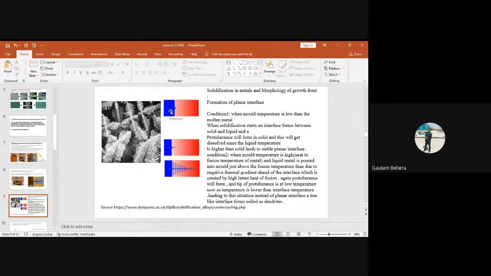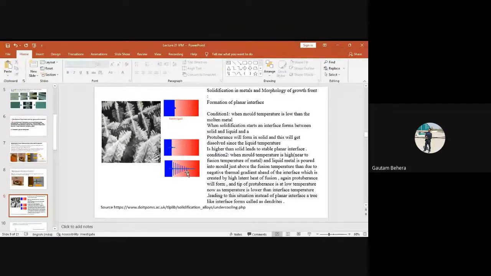In this kind of solidification, in the first image, we will get a planar interface. The interface will be completely plane, if you consider. But in this situation, the interface is not planar, because in a particular location the growth will be happening preferentially. That means the entire interface is not growing.